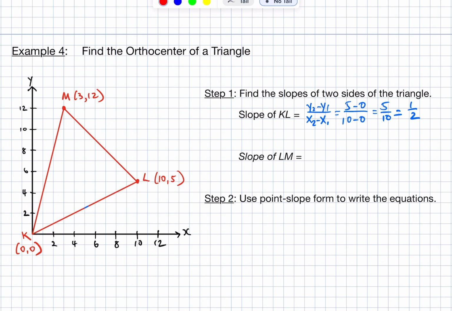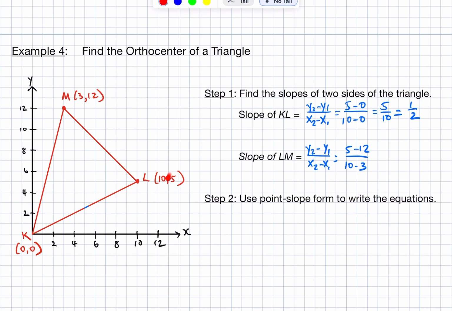Now let's identify the slope of LM. LM right here. We want to find this slope. Again, the equation for slope is y2 minus y1 over x2 minus x1. So this becomes 5 minus 12 over 10 minus 3. Okay, 5 minus 12, this is y2 minus y1, over x2, which is 10, minus x1.